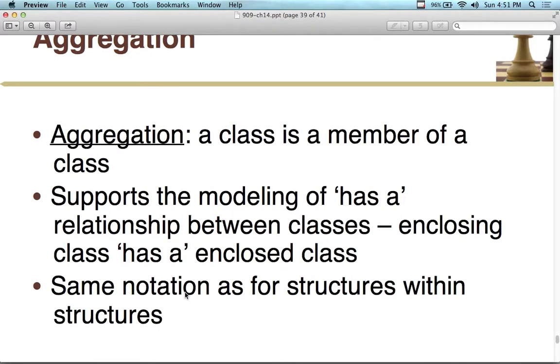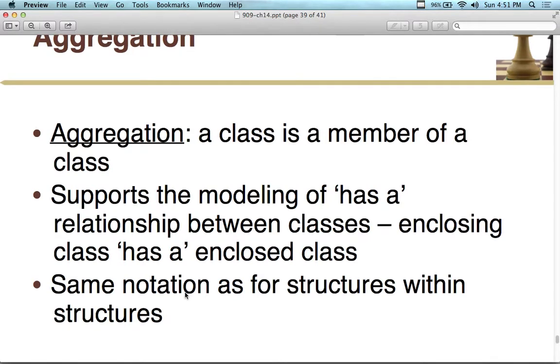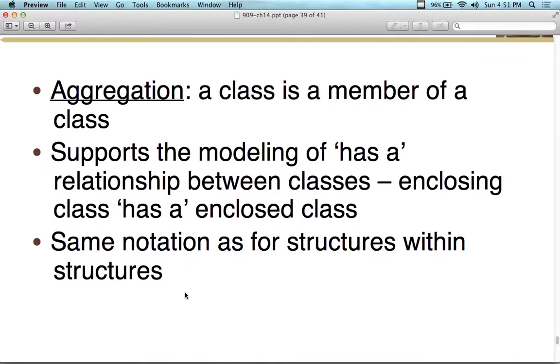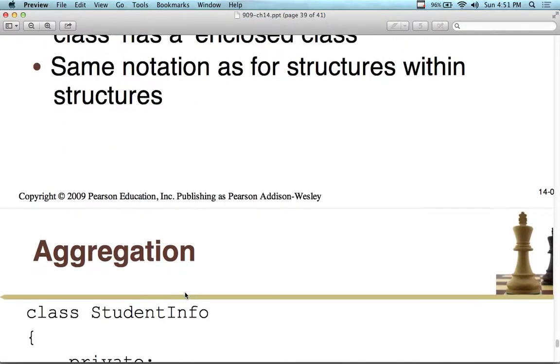Put it all together. Inside of the time zone class, we might have a date class inside of it, or an employee class might actually have a date to represent the birth date or something, which is an aggregate. It's inside of the other class. So it's nested classes. Same notation for structures within structures as well. It's the same concept. We aggregate them together.